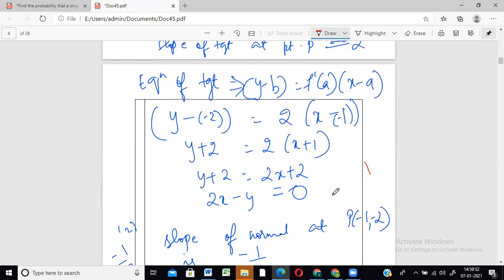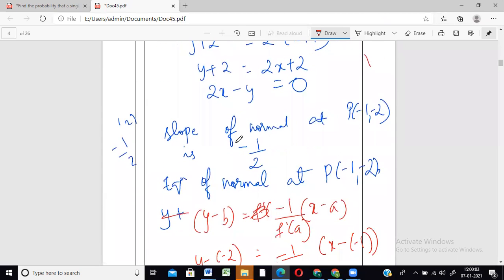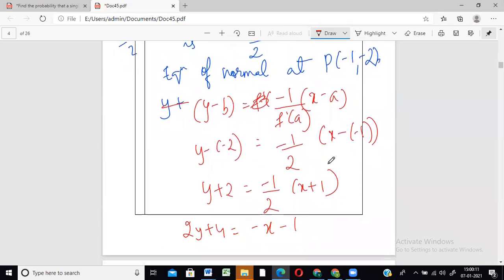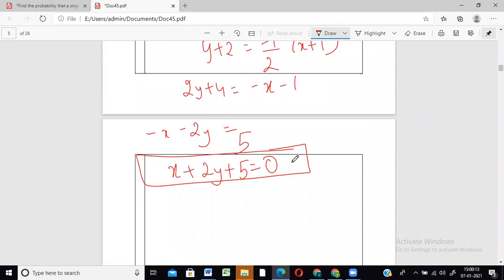Now the same procedure, whatever you did for tangent, you're going to follow the same steps for normal as well. For normal, what was your slope? Negative inverse of whatever slope you had for tangent. Then after doing that, the same formula you're going to apply. And then the last one, after substituting whatever you get, that is nothing but the equation of your normal.